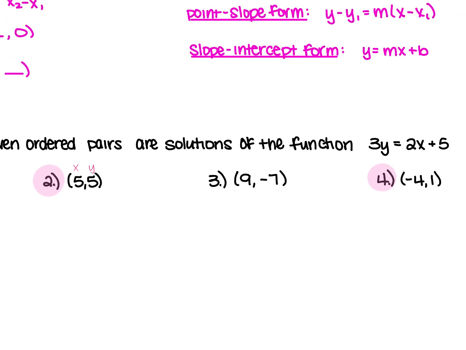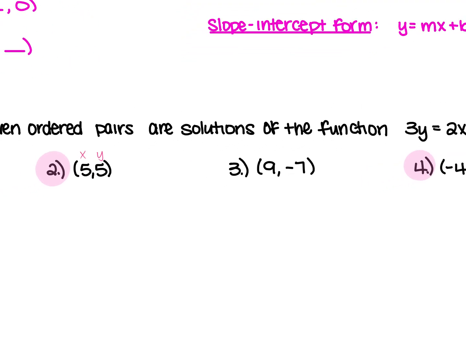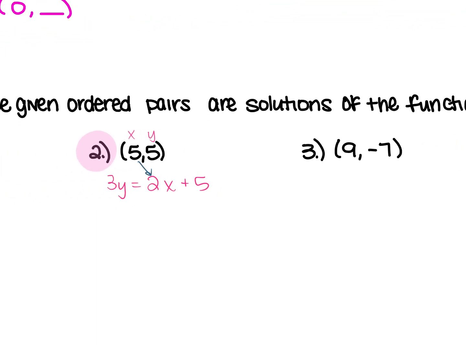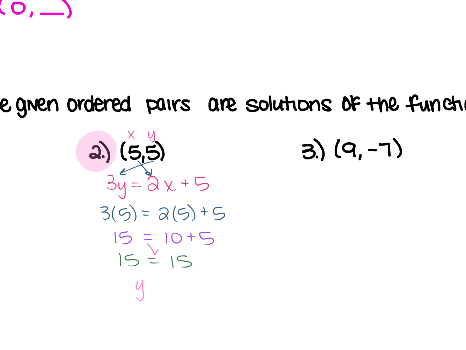So that's going to give us 3y is equal to 2 times x plus 5. So we're going to plug in the 5 for x, the 5 for y, to give us 3 times 5 is equal to 2 times 5 plus 5. So 3 times 5 is 15. The 2 times 5, 10. The 10 plus 5 gives you 15 is equal to 15. This is a true statement, so yes, this ordered pair is a solution.